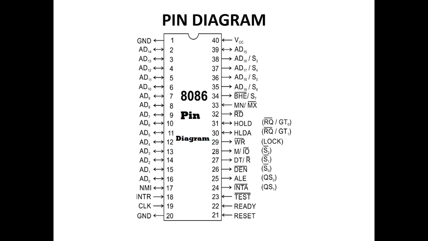Next, NMI is a non-maskable interrupt. It is an edge triggered input which causes a type 2 interrupt. Non-maskable interrupt is not maskable internally by the software.